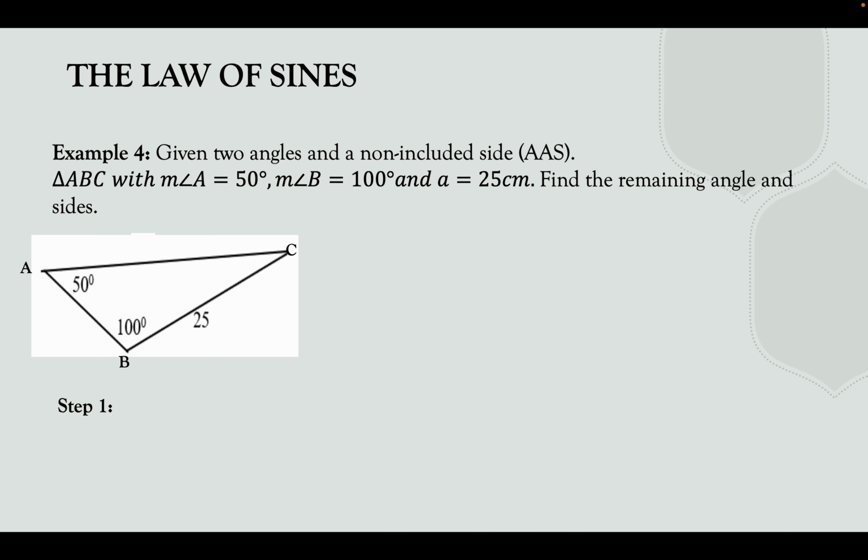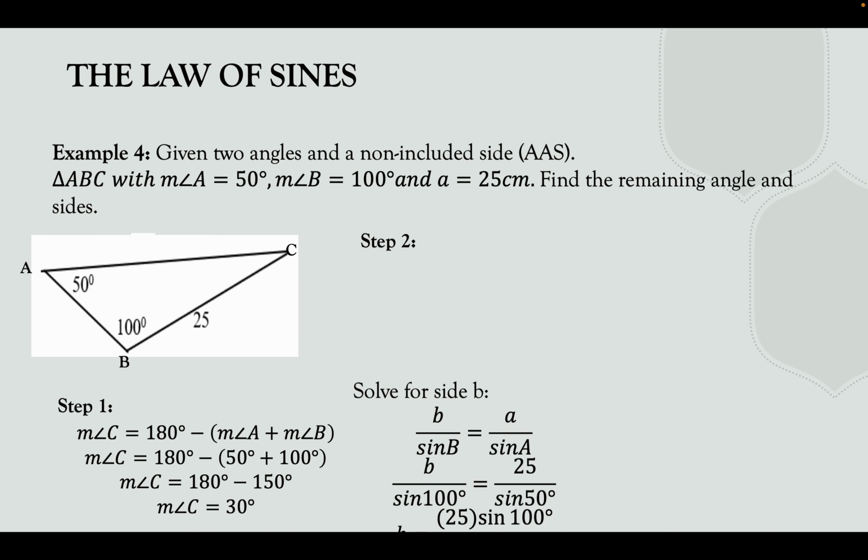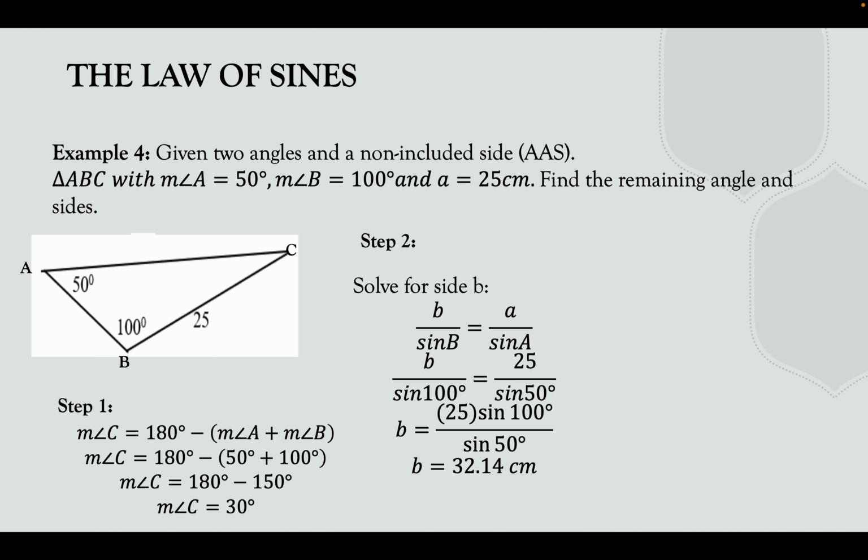So step number 1, we need to find angle C. We have 50 degrees plus 100 degrees, which is 150 degrees. Subtract that from 180 degrees, so angle C is 30 degrees. Step number 2, we need to find the remaining two sides using the law of sines. So let's solve for side B.